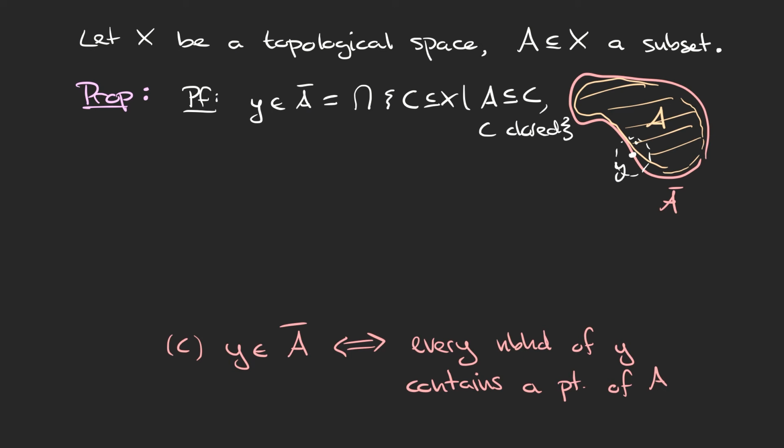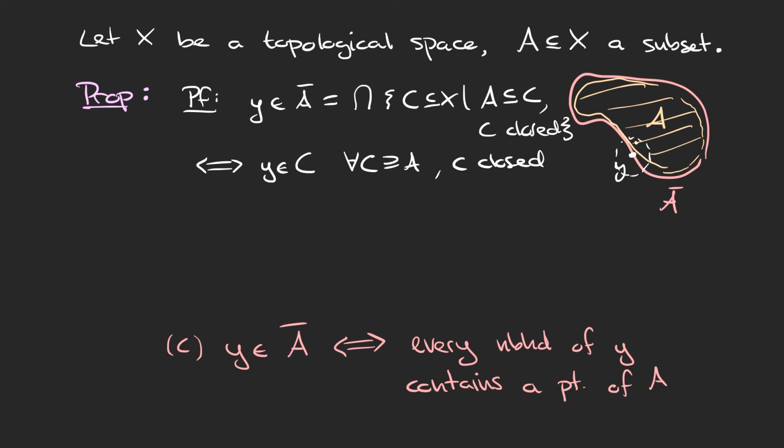Now, by the definition of the intersection, y is in this intersection if and only if y is in every c, well, in the intersection. So for all c that contain A, and also they have to be closed. That's the condition on the sets in this intersection. Now suppose that y would have some neighborhood that is completely disjoint from A. So that's the negation of the statement on the right.